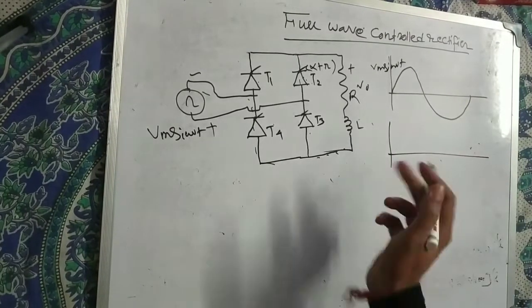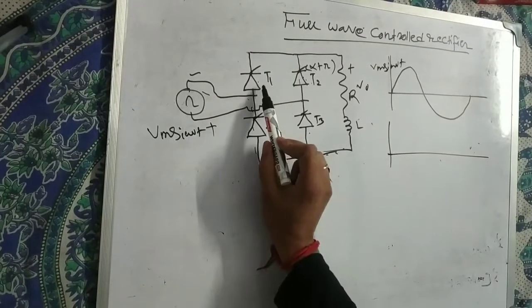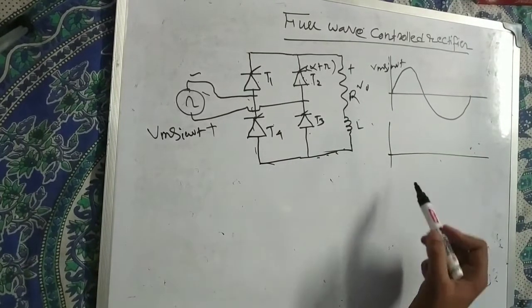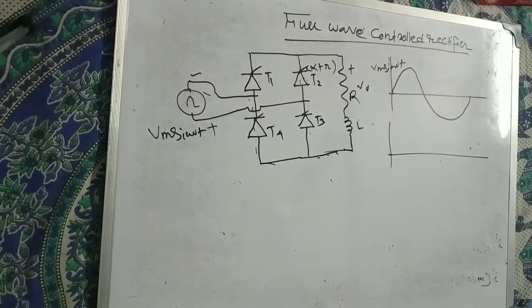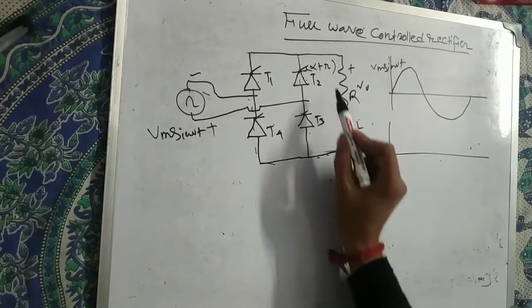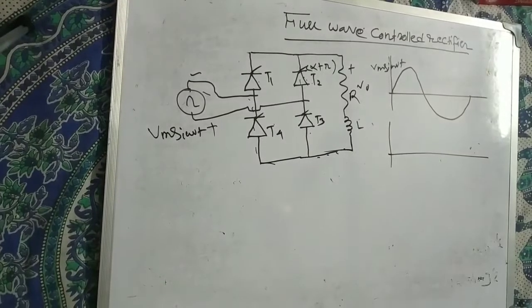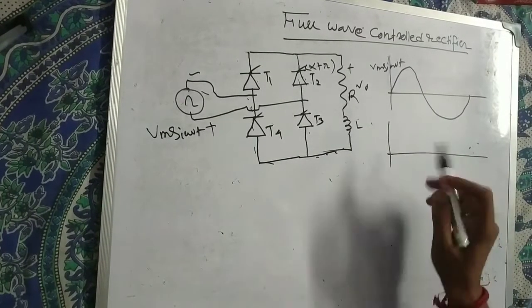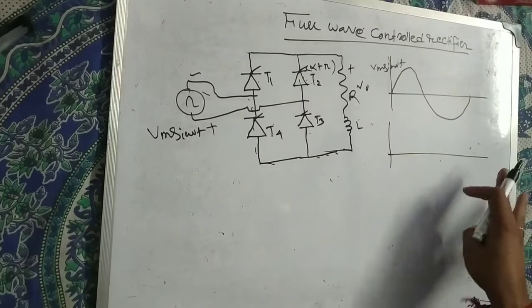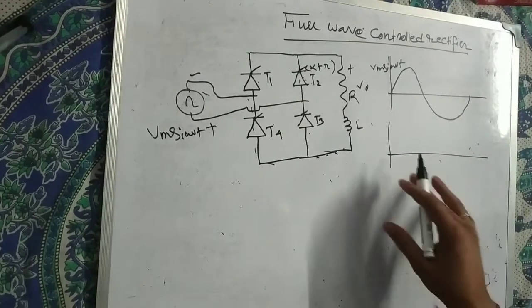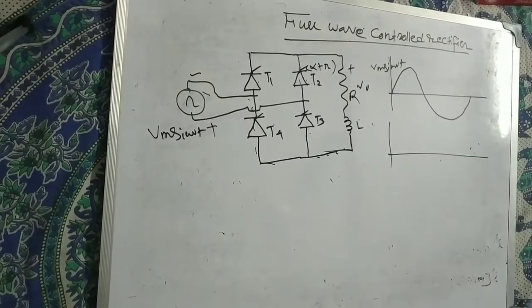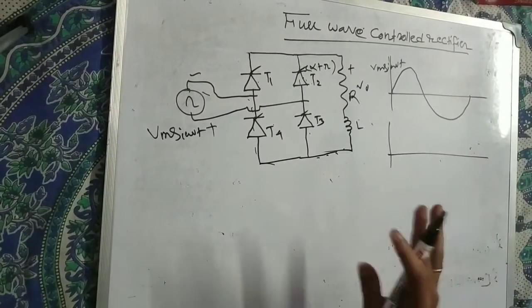Now the same will happen here: at alpha angle, T1 and T3 will trigger. So what will be the output voltage? From 0 to alpha angle there is no current flowing through this. I will draw the output voltage at steady state condition, meaning some 5 or 6 cycles after, the output voltage across the load. Let me write it.